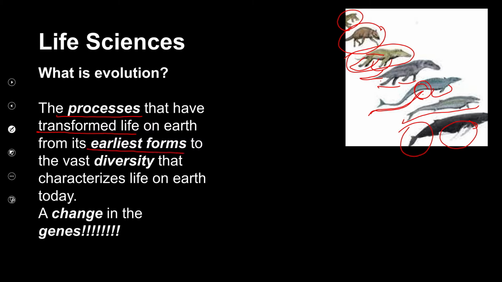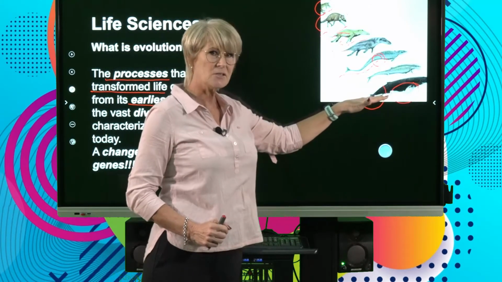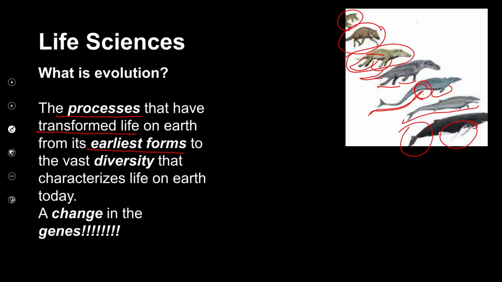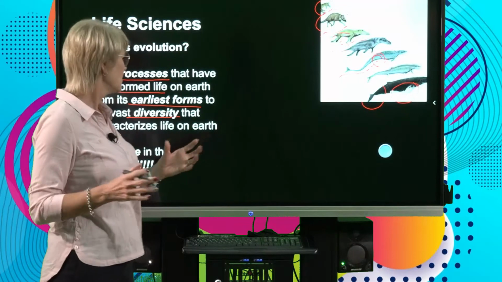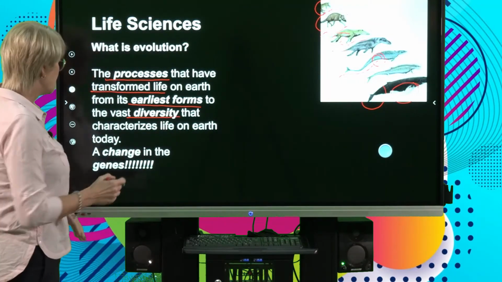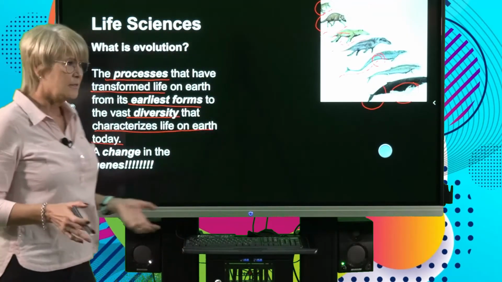So if we have a look at the earliest forms and compare them to what they are today, we see it's totally transformed completely. What has happened is, from those earliest forms, life has now been transformed to the diversity. Diversity is when we talk about lots of different organisms or lots of differences. So there's quite a vast diversity that characterizes life on Earth today. From what it was originally to what it is now, it's a totally different organism.